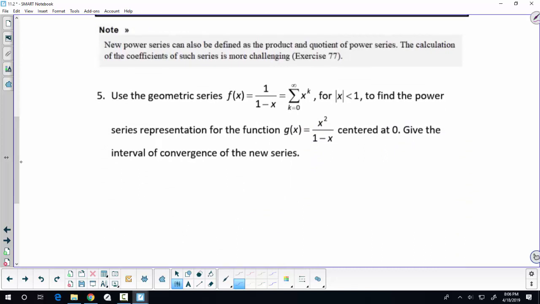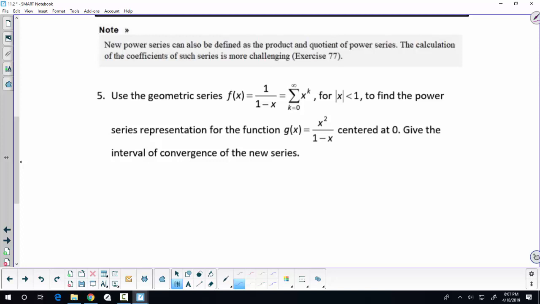So use the geometric series f of x is 1 over 1 minus x, which is the sum of x to the k. Remember that the domain for that series is when the absolute value of x is less than 1. So we're going to use that series to find a power series representation for the function g of x, which is x squared over 1 minus x, centered at 0. Give the interval of convergence of the new series.